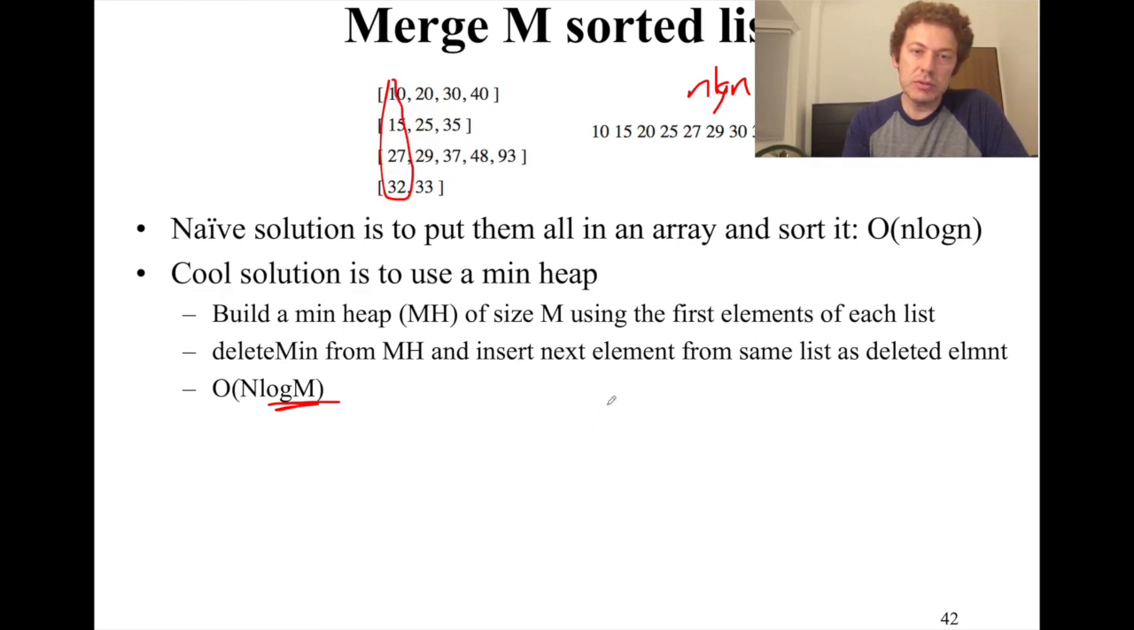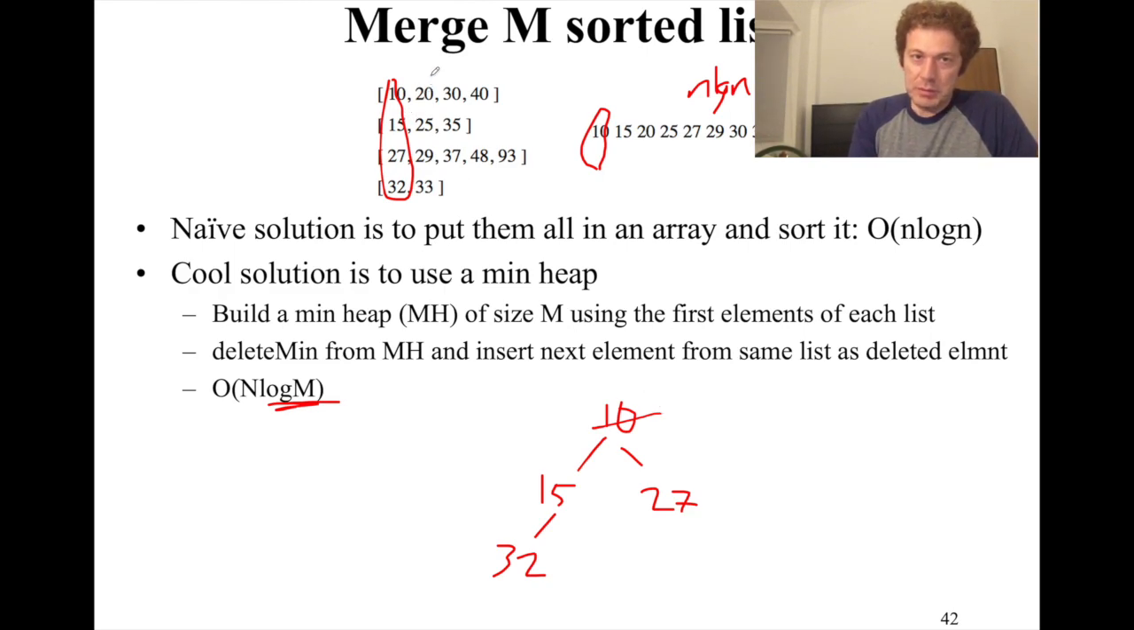Remember these are sorted, so I have 10, 15, 27 and 32 in my hand. Now delete min and print this. So this is the result set. Print, so this is done. 10 is okay. And when I get rid of 10, I put the next element from the list where 10 belongs to, and put it here, 20, and do your move down.